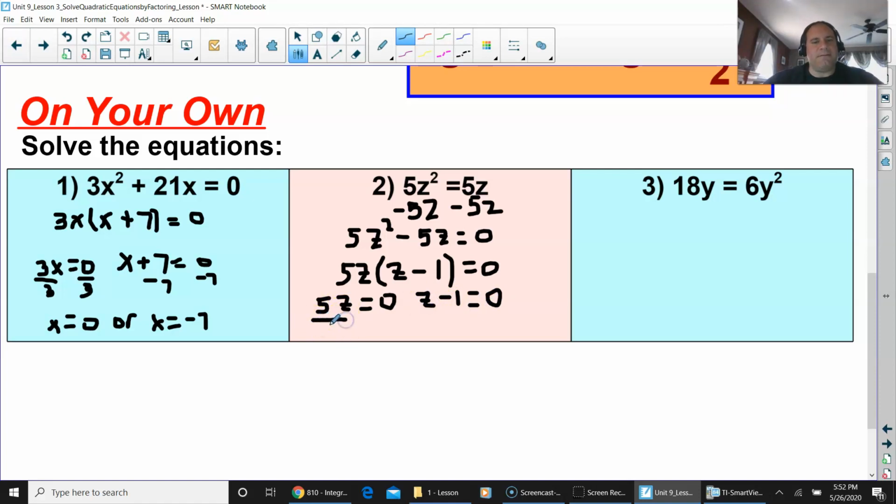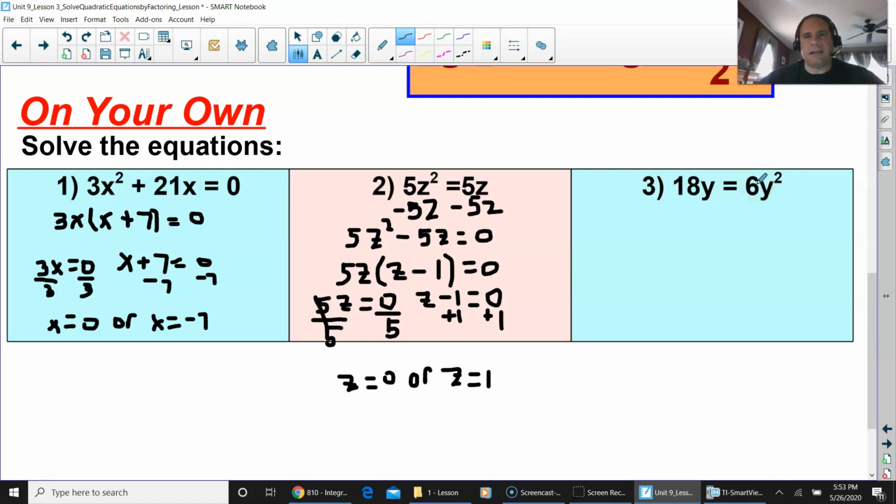And then you divide by 5 on both sides. Hopefully you did this if you're following along. You cross out these 5s. z equals 0. And then you add 1 on both sides, and z equals 1 on the other side. Just picture a parabola crossing at the origin once, circling back real quick, and crossing at 1. Right? So look at number 3.